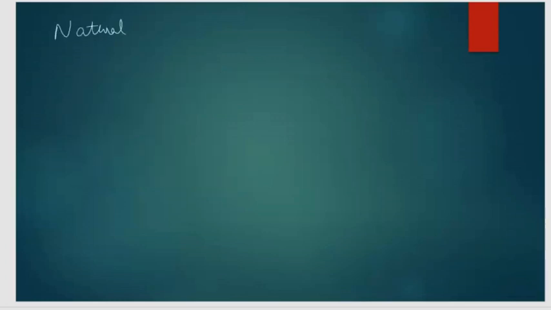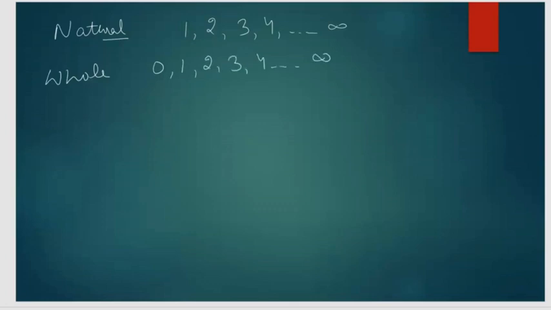So natural numbers, it's like if we start counting naturally, so we will start 1, 2, 3, 4, right? So these are the natural numbers, 1, 2, 3, 4 up to infinity. Next, it comes as the whole numbers. Now, whole numbers, when I add 0 in the natural numbers, that will become whole numbers, right?